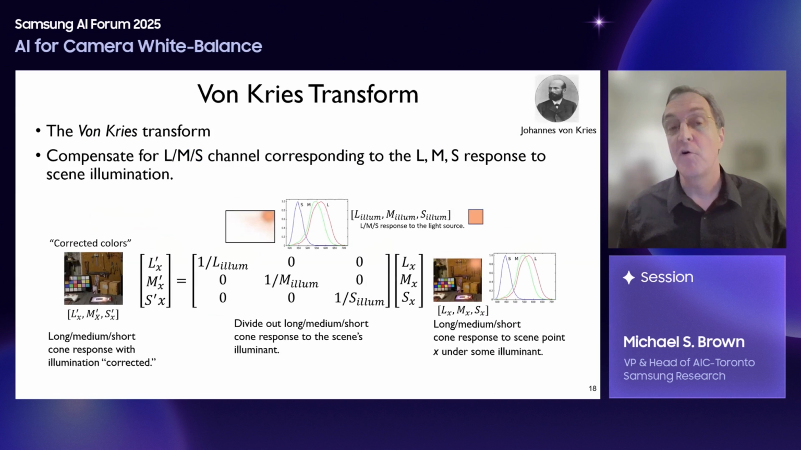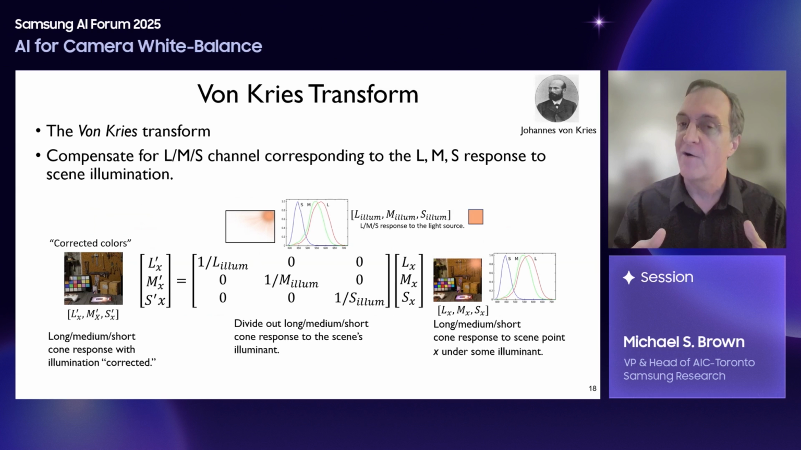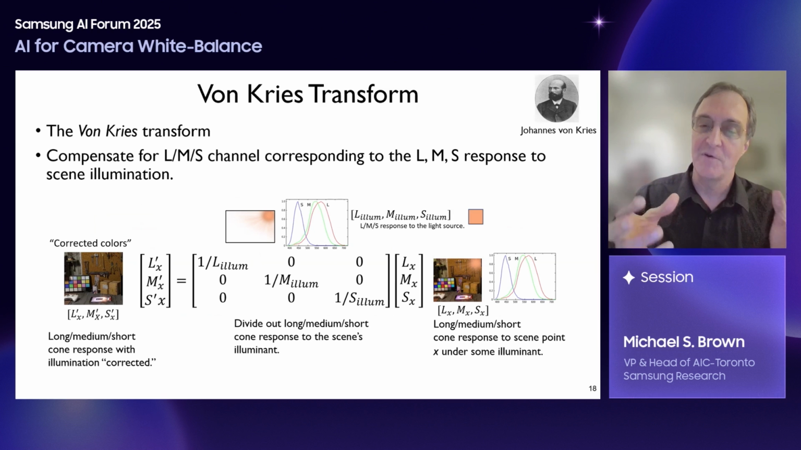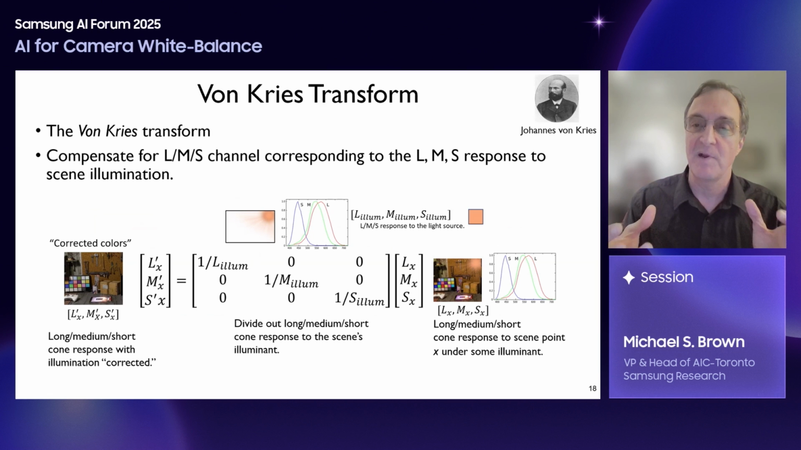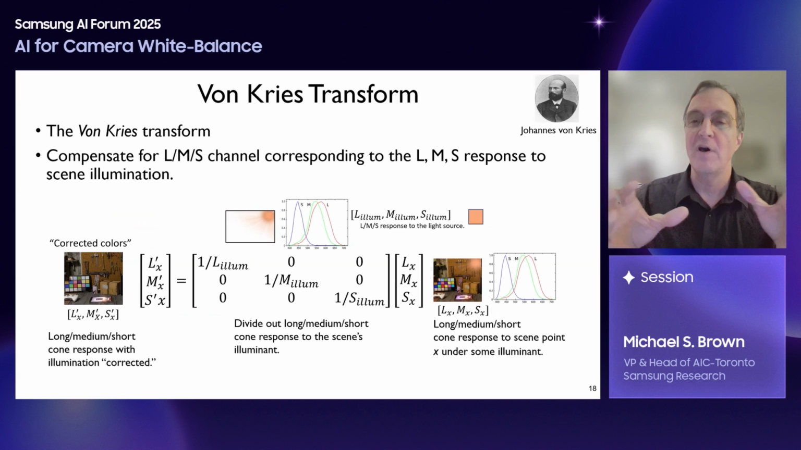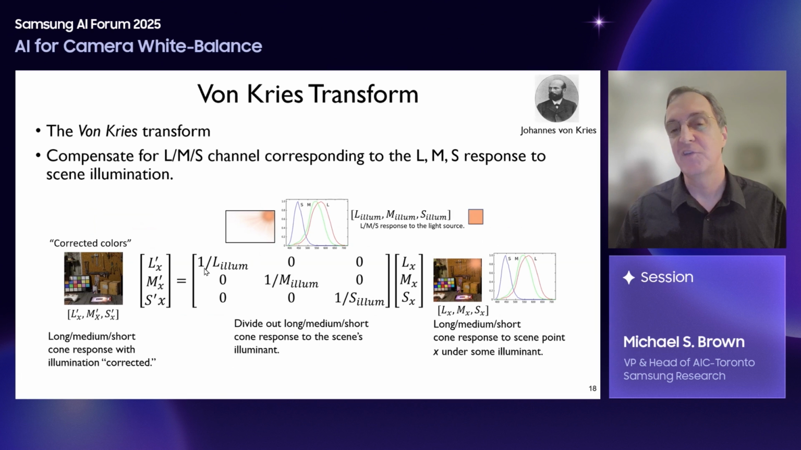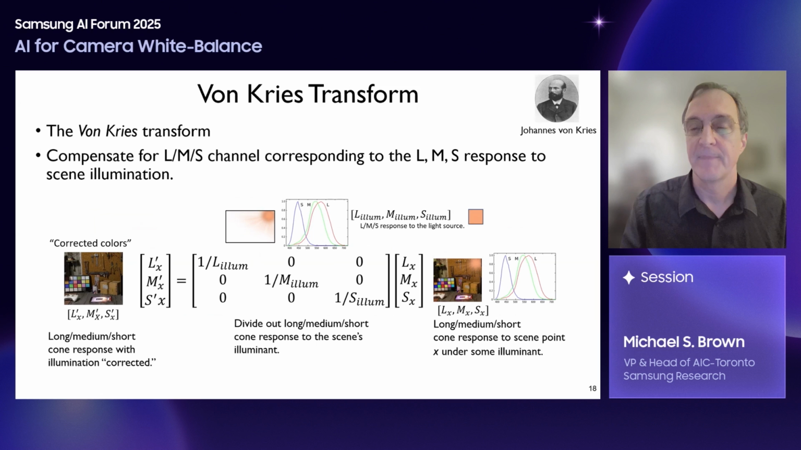Now, this has been well known for many years, and there's a mathematical model called the von Kries transform. What Johann von Kries figured out was that somehow your brain, working with your eye and its response to long, medium, and short, can determine what the environment lighting is, and it divides that out. So it's just a simple division. If you have some lighting, you detect what the lighting is, and you just divide it out, so you correct for any different lighting.